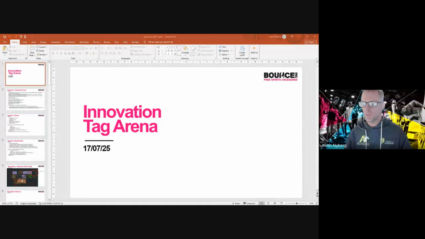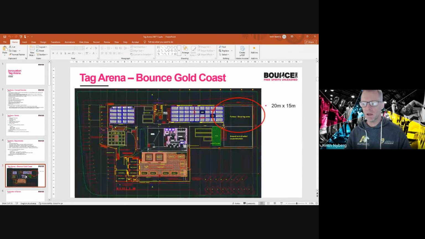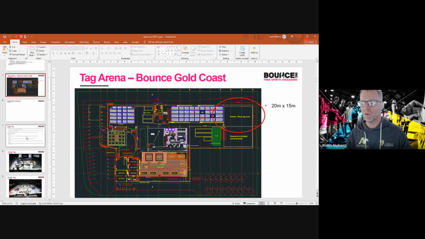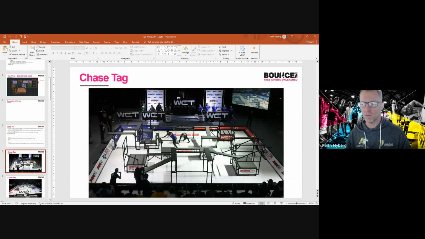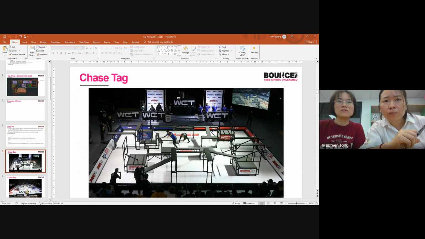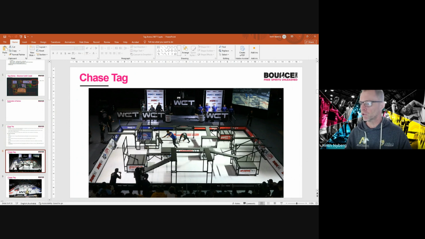So the other thing we're trying to do in the same area, in this space on the ground floor, is what we're calling a chase tag or just tag arena, and I'll try and describe that a bit more. I'm not sure if you've seen the game called Chase Tag. It's basically two players, one chasing the other, trying to tag them, and they have 45 seconds. So one guy's trying to get away, and the other one's trying to tag him. So that's one version of the game.